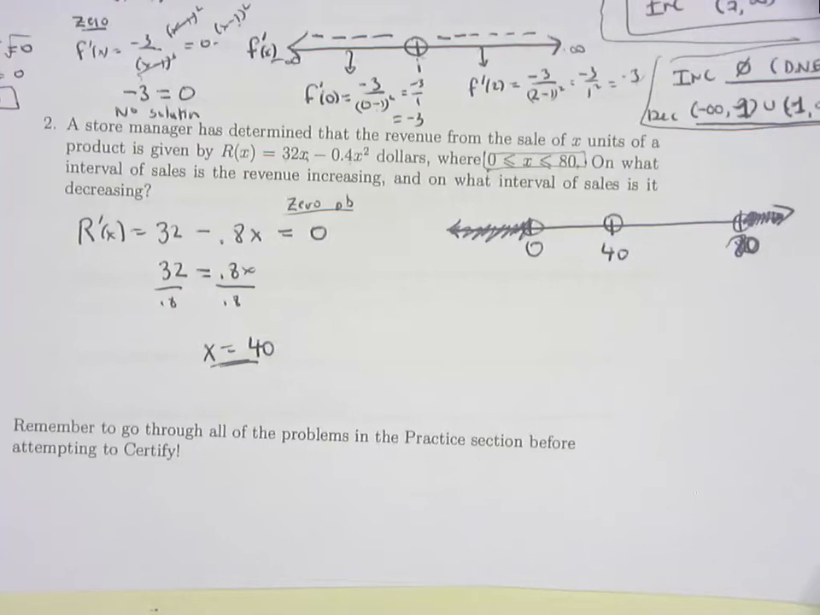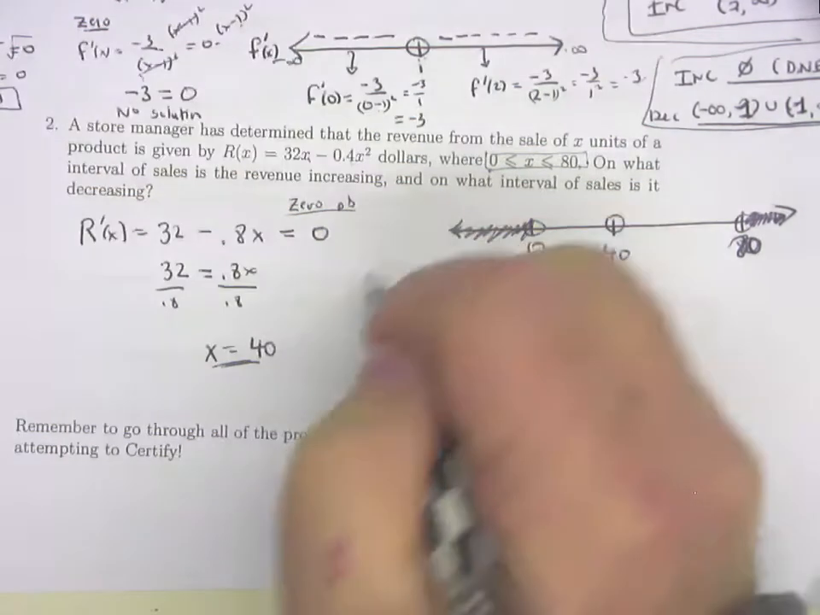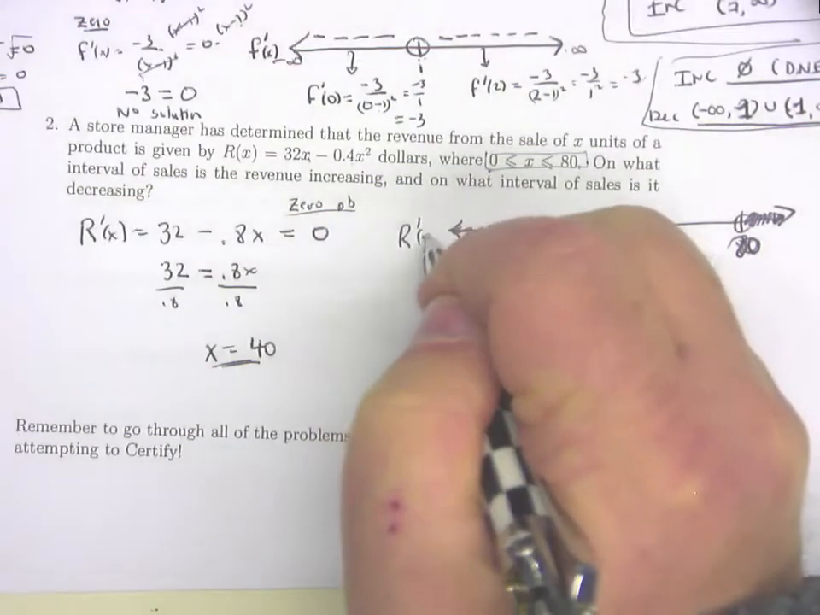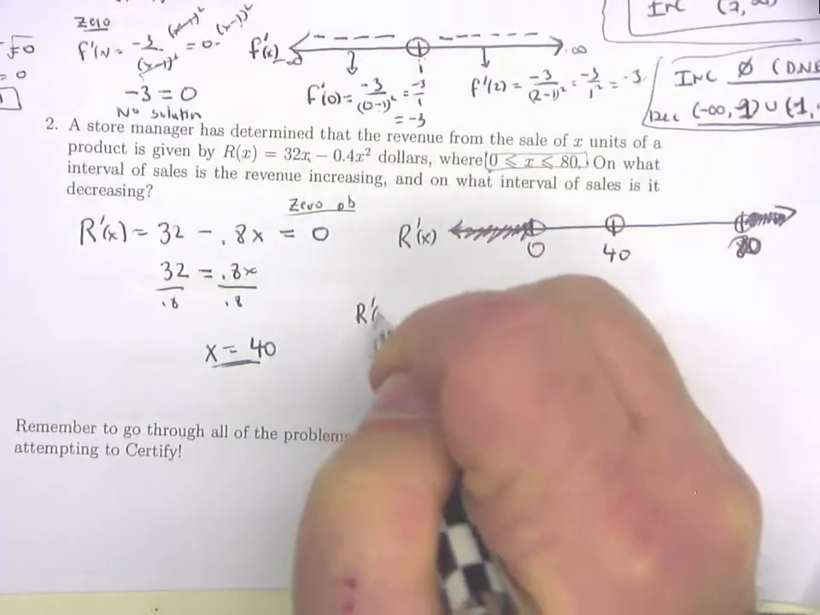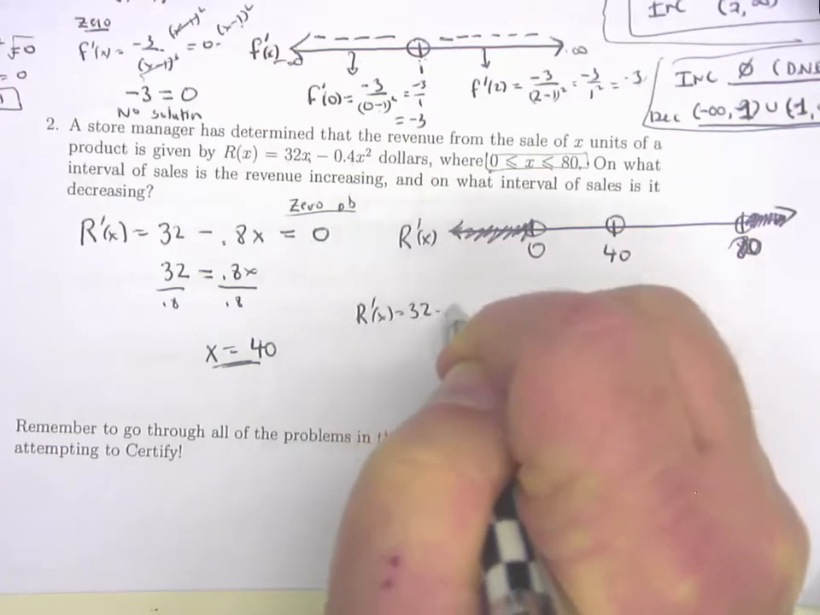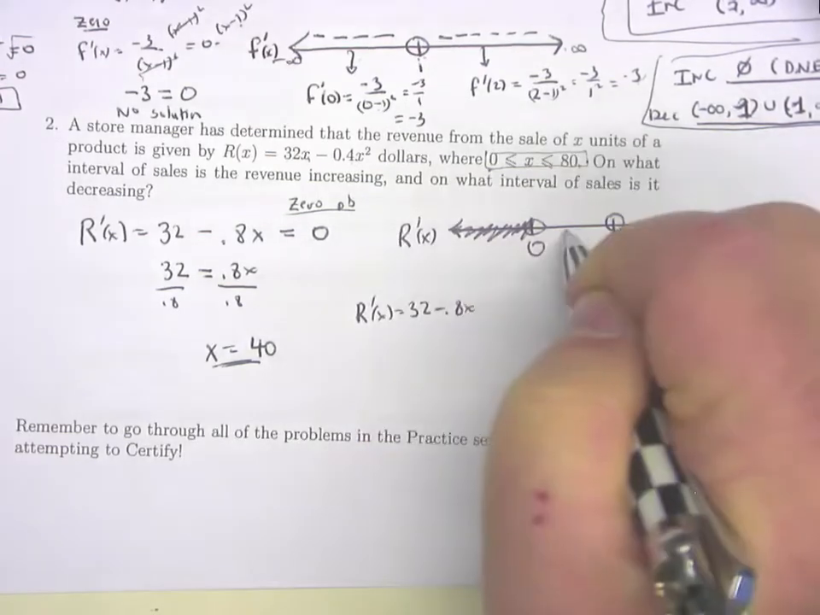So something new has been added in this word problem. Instead of negative infinity to infinity, they closed it in just between 0 and 80. So now, here we go. I'm going to do test values. Remember, this is a derivative number line, and R prime of x was equal to 32 minus 0.8x. So let's pick a test value. Pick a number between 0 and 40.